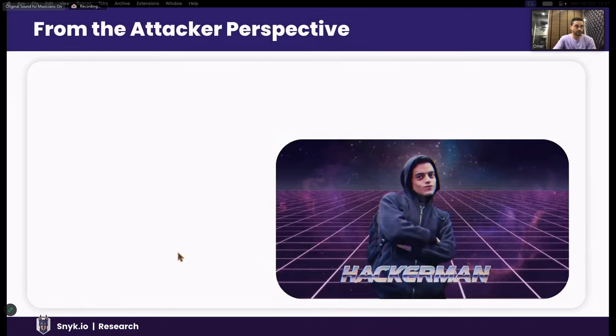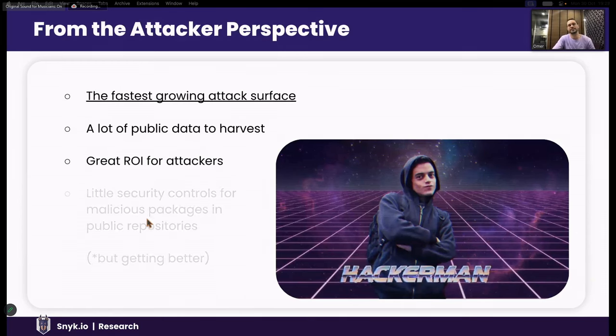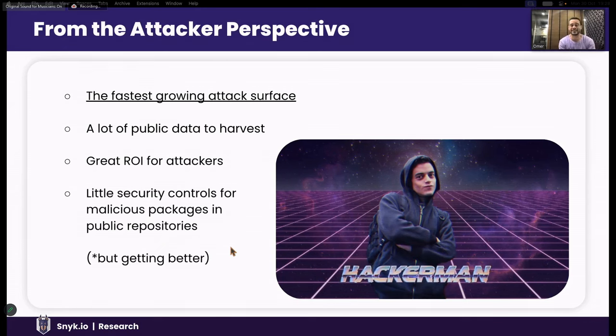Okay, so from the attacker's perspective, it's also very important that this is the fastest growing attack surface, and it's clear why, with good reasons for attackers. First of all, there is a lot of public data to harvest. If we take npm, for example, it's quite easy for attackers to take this huge space and see what the most downloaded packages are, which of the most downloaded packages have the most maintainers, which of those packages have a Git repo that doesn't verify Git commits, and so on. A lot of these questions are publicly answered, and that makes the life of a hacker really fun, because he has a lot to harvest.